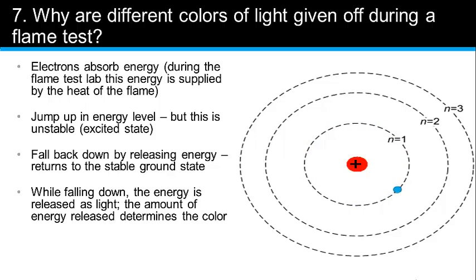So while falling down, that energy can be released as light, and the amount of energy released determines the color of that light.